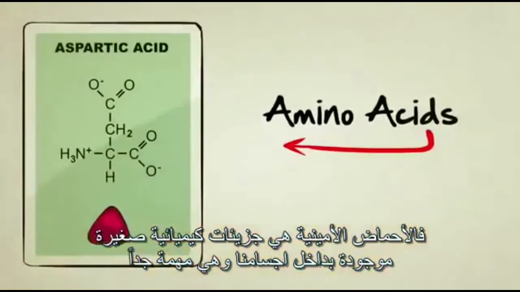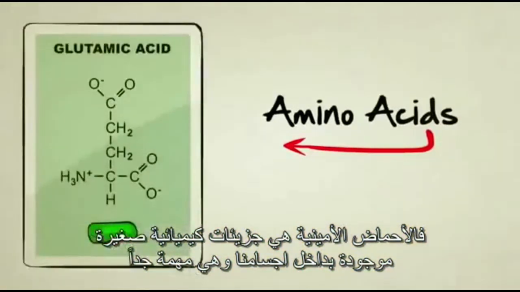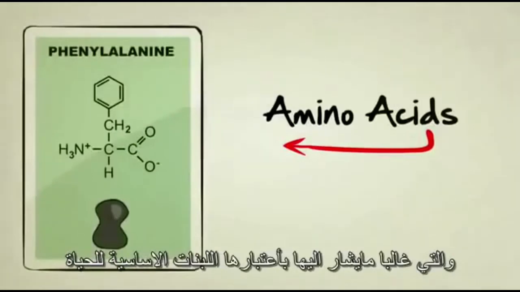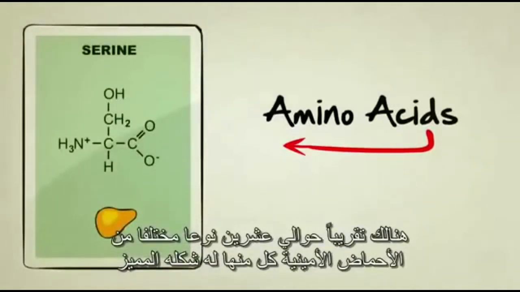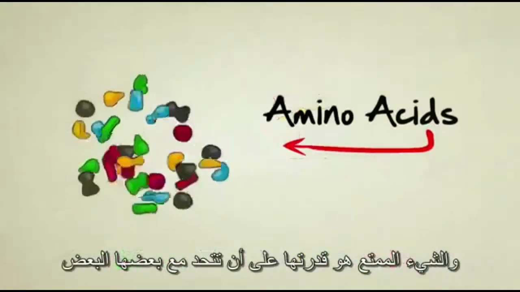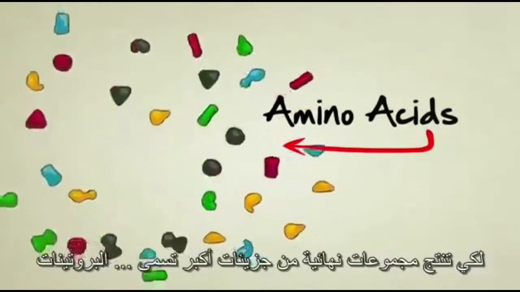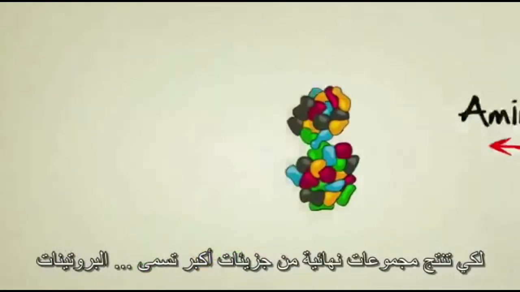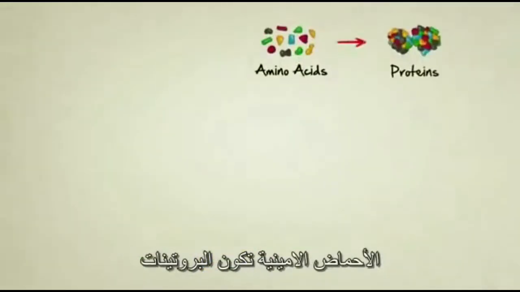Amino acids are tiny little chemicals inside our bodies that are so important, they're often referred to as the building blocks of life. There's about 20 different kinds, each with their own unique shape. The neat thing about them is they can be attached to each other kind of like Legos to produce an endless variety of larger particles known as proteins. Amino acids make up proteins.